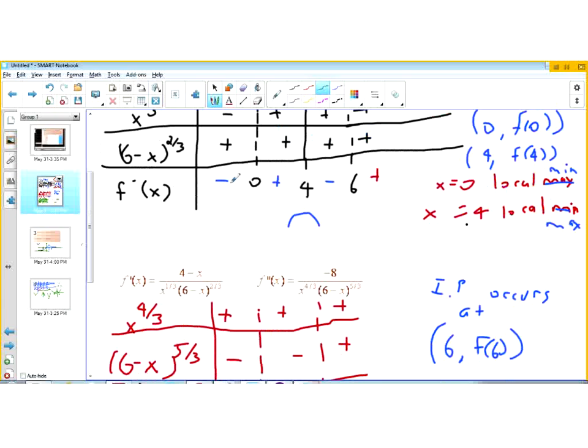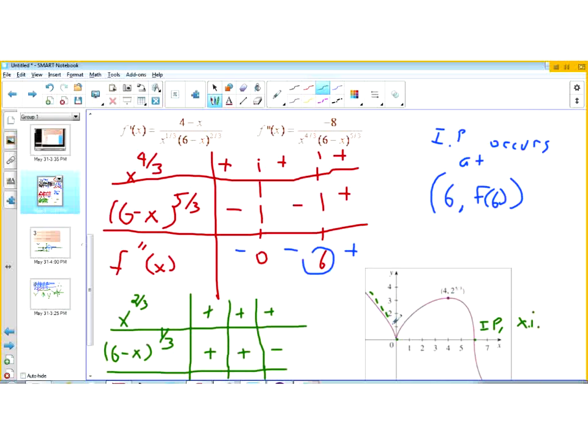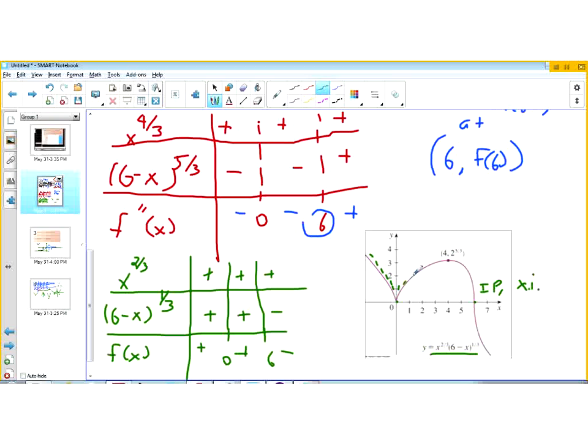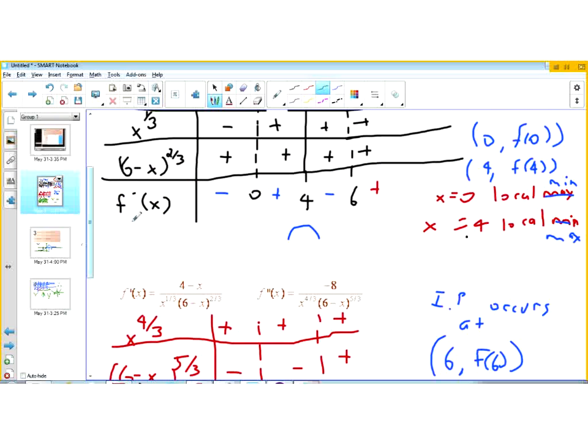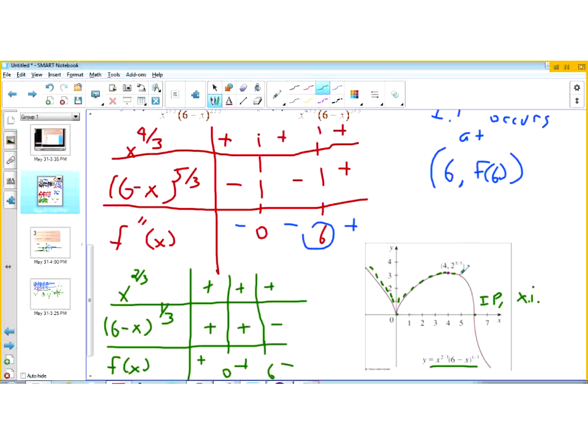And also for x less than 0, from the table of signs of the first derivative, the slopes of the tangent lines have to be negative. And from 0 to 4, the slopes of the tangent lines have to be positive. Since there's a transition in the slopes of the tangent lines at 4 from positive to negative, by the first derivative test, or the increasing-decreasing test, we know that x equals 4 has to be a local max.